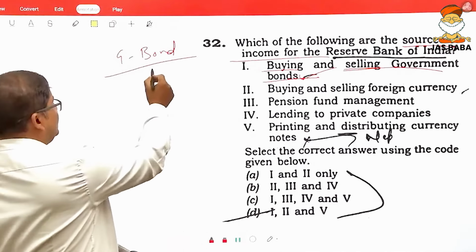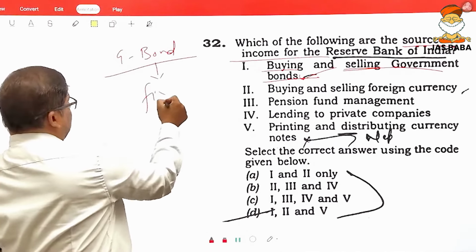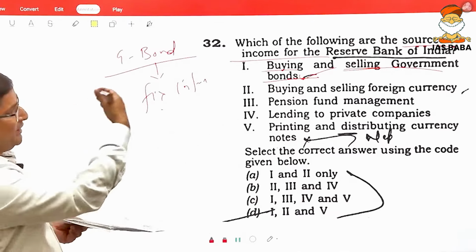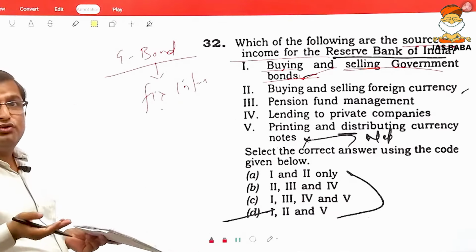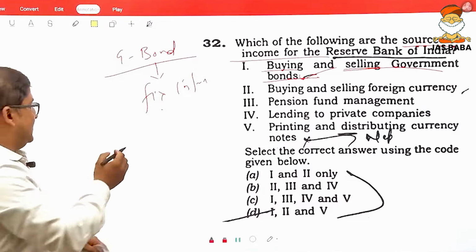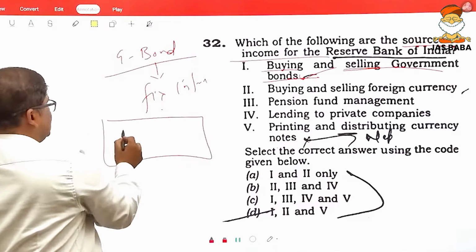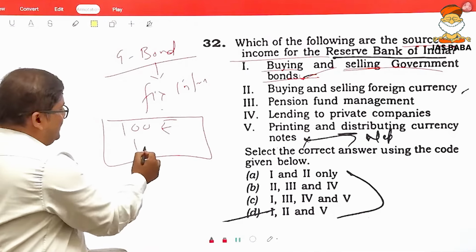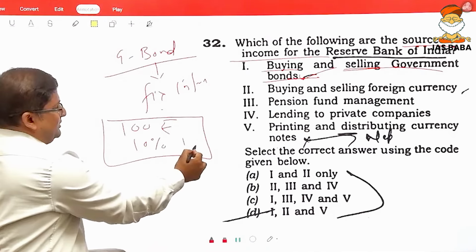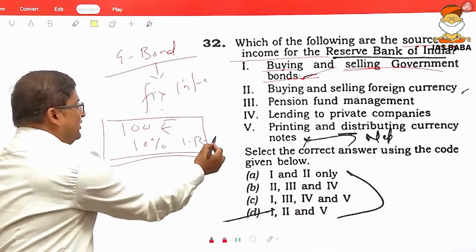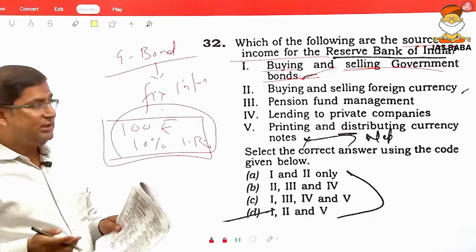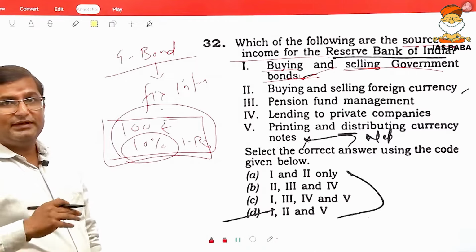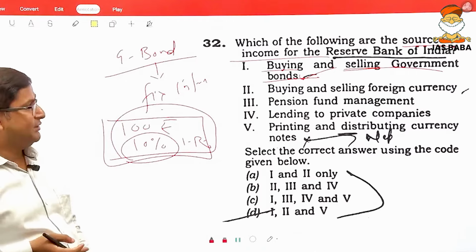So government bonds are a fixed income instrument. By buying and selling government securities, RBI earns money. See, for example, if this is a government security of 100 rupees, there will be an interest rate, for example 10%. So whenever RBI buys or sells the security, RBI will earn money from this 10% interest rate.